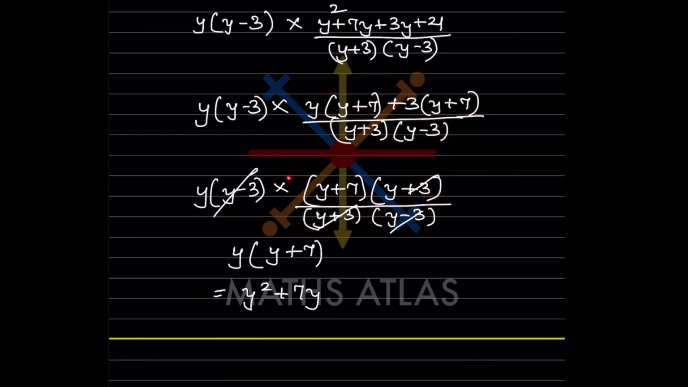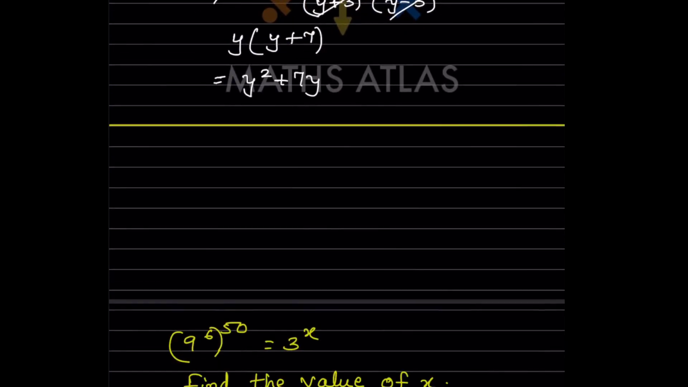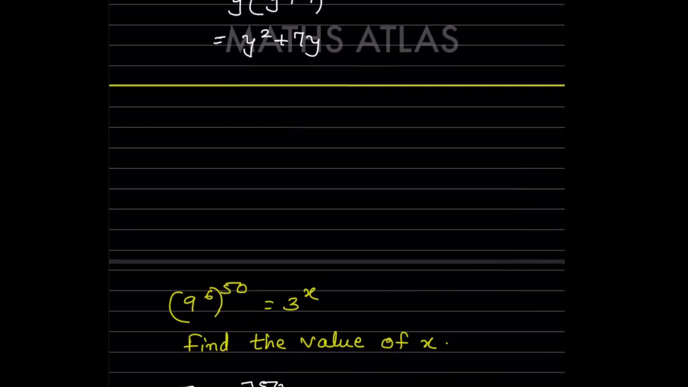So now we will see, because this is multiplication, we can cut this and this one. We can cut this and this one. So now what remains is y into y plus 7. So when we expand this one, that is going to be y square plus 7y. This is the answer.